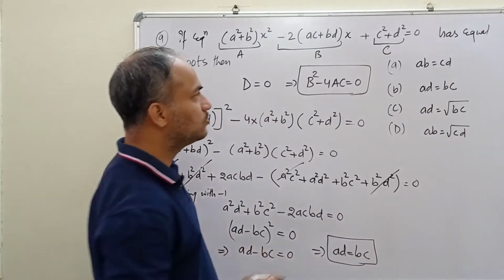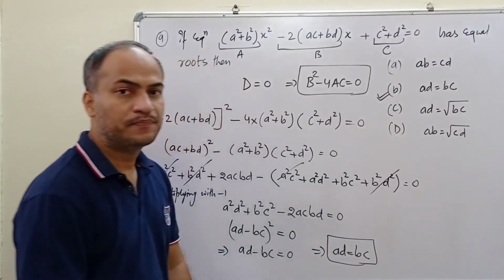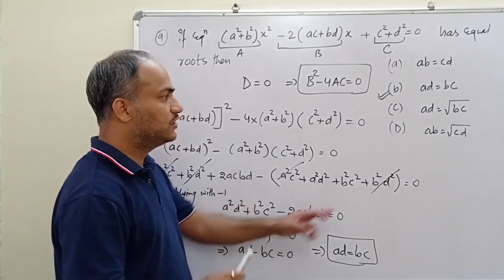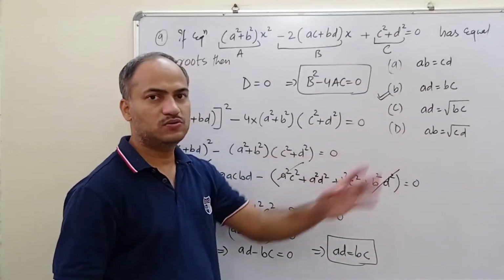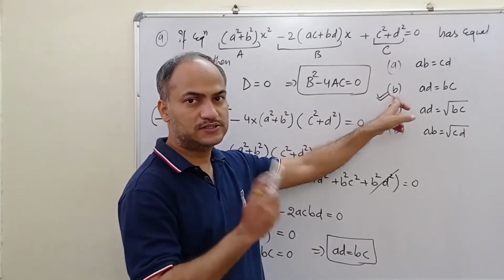Do we have any result? AD is equal to BC. Yes, we have the result. Okay? So this is the correct option here. In the book, it was given the wrong answer, AD is equal to square root CD. That is the wrong answer. The correct answer is AD is equal to BC.